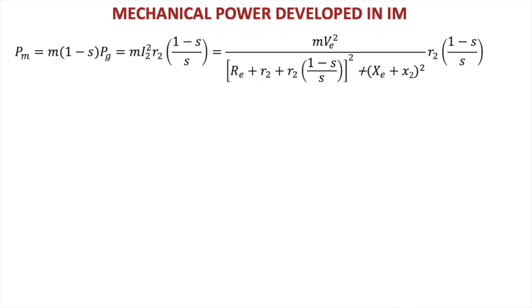The mechanical power developed in the induction motor is given by 1 minus S into the air gap power. The air gap power is given by I2 square R2 by S. Mechanical power developed becomes m I2 square R2 into 1 minus S by S. Substitute the equation for I2 and you will get the final equation.